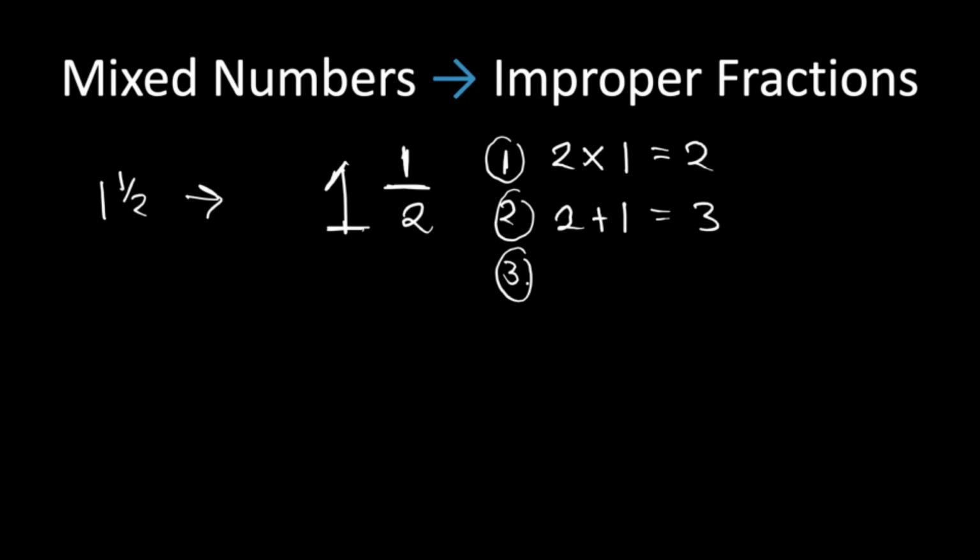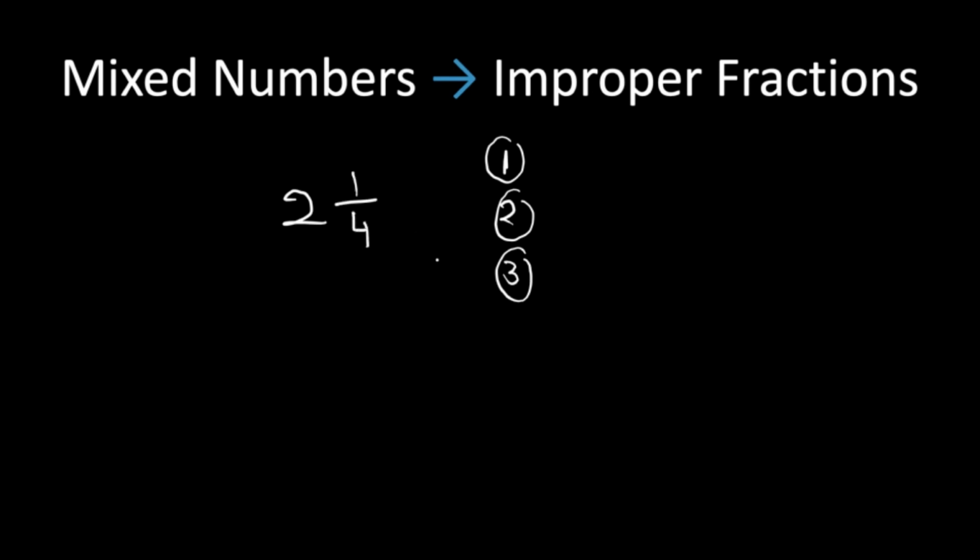And third step is you take the number you found in step 2, which is 3, and you put it over the same denominator as the denominator in the mixed number to form the improper fraction. So then the answer is 3/2.